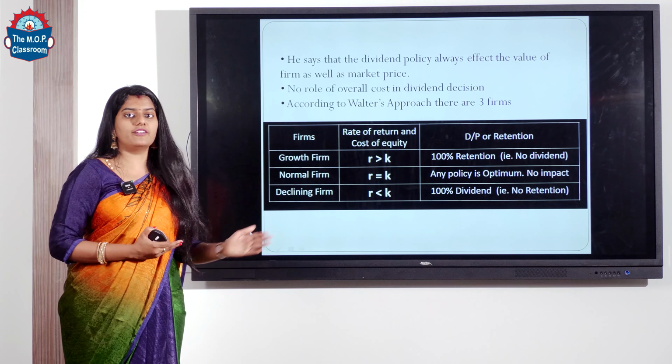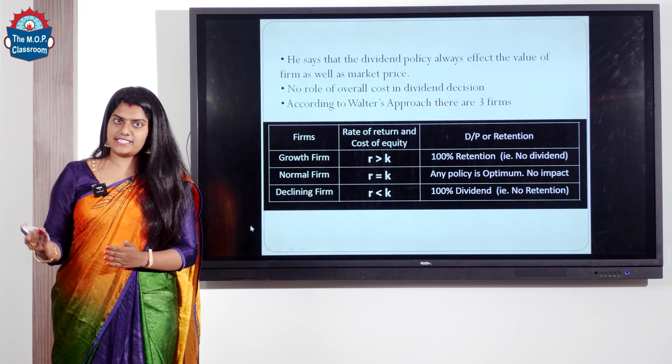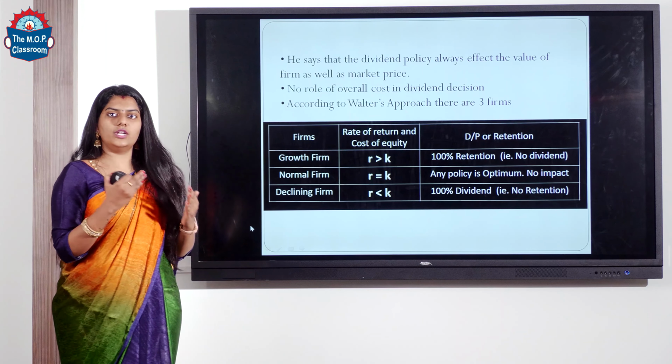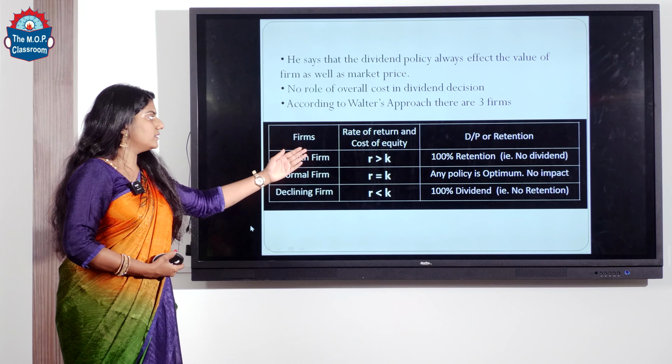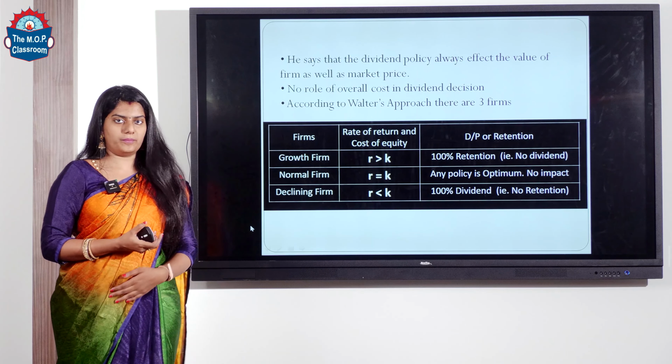So it is better to give the dividends to the shareholders themselves rather than retaining it and wasting it and getting a loss in the company. So these are the three types of firm under Walter's model, and these are the three kinds of policies that Walter has proposed for each type of firm.